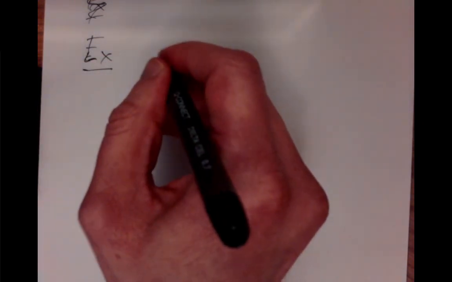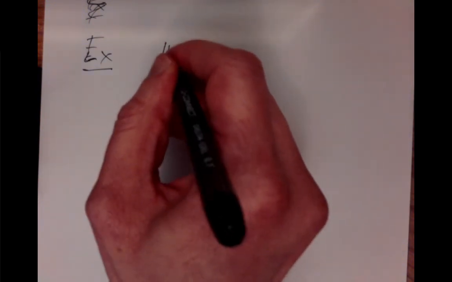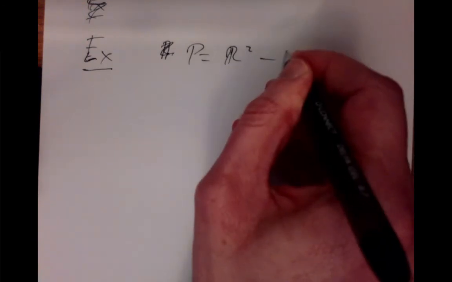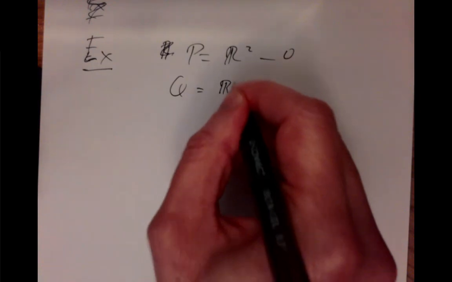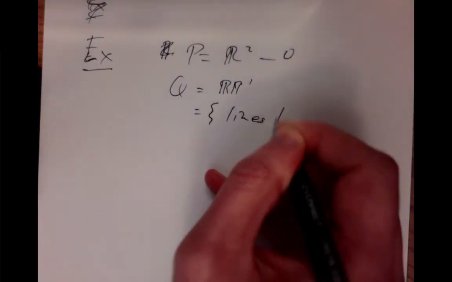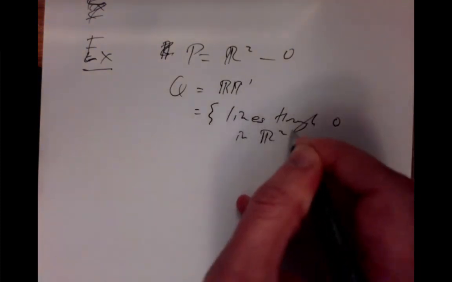So as an example, how can we avoid things? We want to avoid things. Let's see some examples of avoiding things. Let's take the plane, and let P be the plane minus the origin, and let Q be the real projective line, which remember is the set of lines through 0 in the plane.